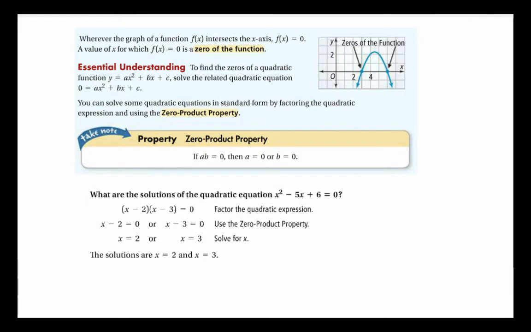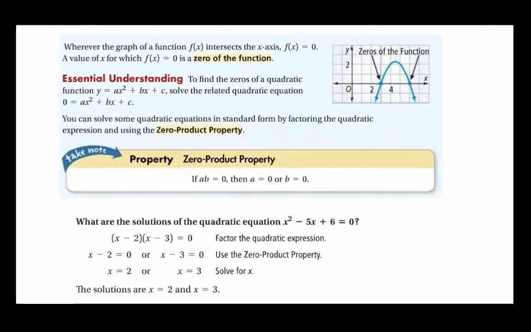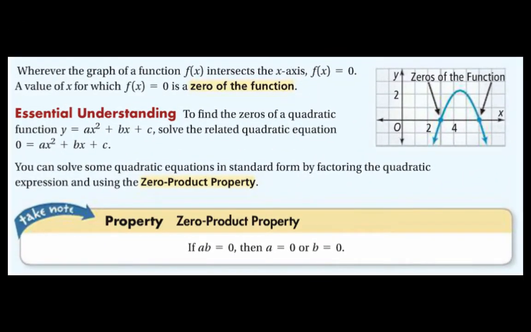All right, so let's talk about how we use this to solve quadratics after we've done a quick review of factoring. Wherever the graph of a function f of x intersects the x-axis, f of x equals 0. On the x-axis, all the y values are 0 regardless of where we are, so they have function values of 0. A value of x for which f of x equals 0 is called a zero of a function. It doesn't matter what type of function you're working with, wherever the function crosses the x-axis, we call that a zero. To find zeros of a quadratic function y equals ax squared plus bx plus c, we're going to solve the related quadratic equation 0 equals ax squared plus bx plus c. So we're determining where y equals 0.